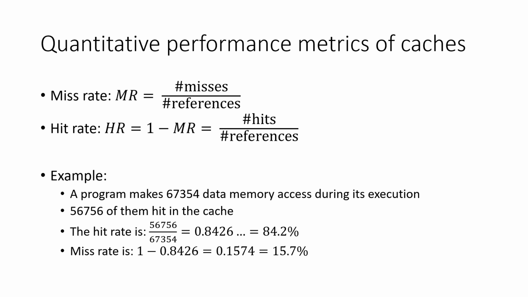Since we want a very high hit rate, this number is normally over 90%, and then it might make it easier to see small differences expressing it as a miss rate rather than the hit rate.